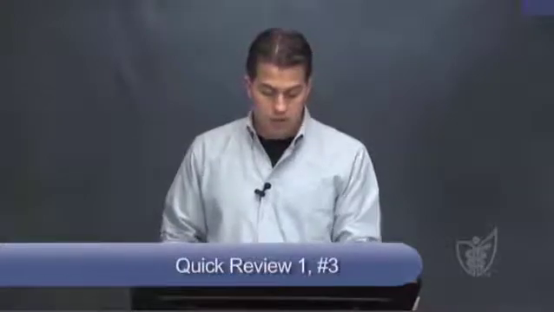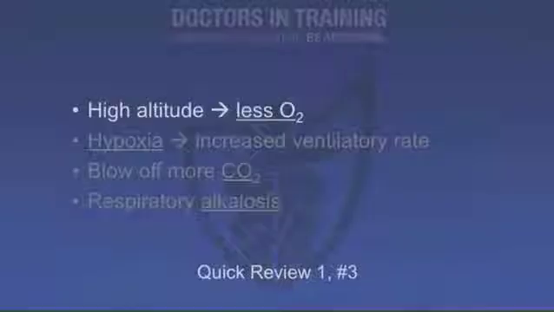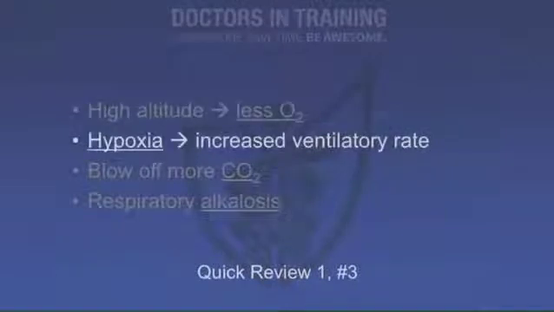Number 3, why does respiratory alkalosis take place when traveling to higher altitudes, and what drug can help correct this acid-base disturbance? Well, when you go to high altitude, there's less partial pressure of oxygen, right? And so if you have less oxygen around, what are you going to do? You're going to breathe more. You're going to become hypoxic. Your body's going to sense that hypoxia. You're going to start to breathe more, so you're going to increase your ventilatory rate.